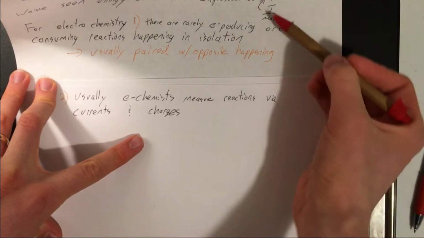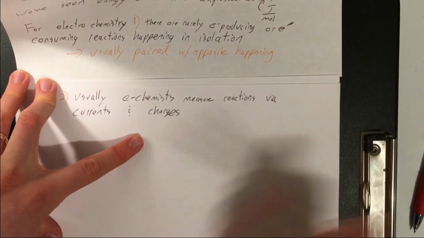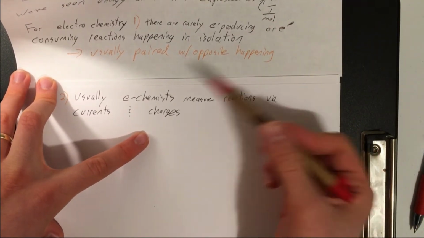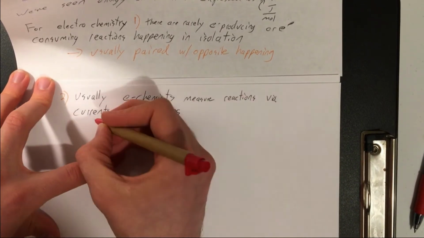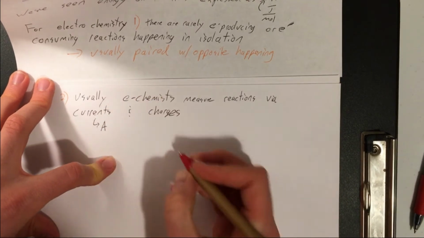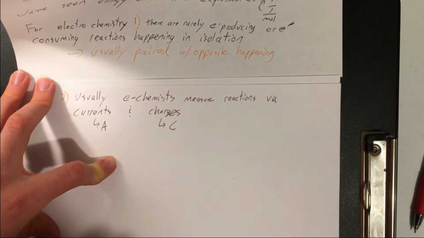So rather than talking about moles of things producing, certainly we could keep track of moles. Oftentimes electrochemists talk about things in terms of currents and charges. Currents they would measure in amps, and charges they would measure in coulombs.